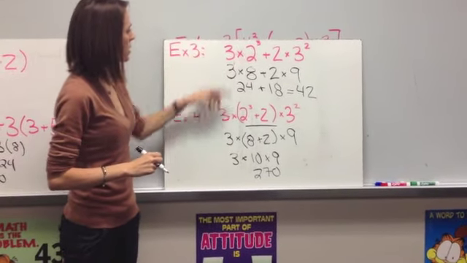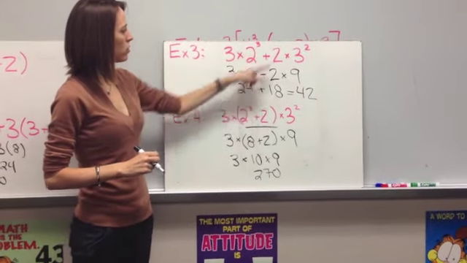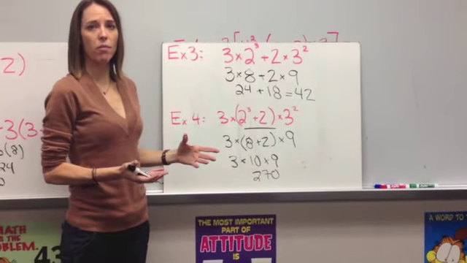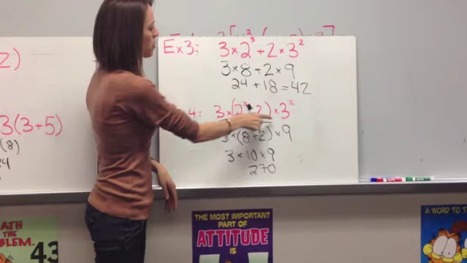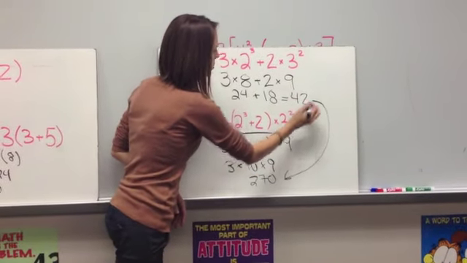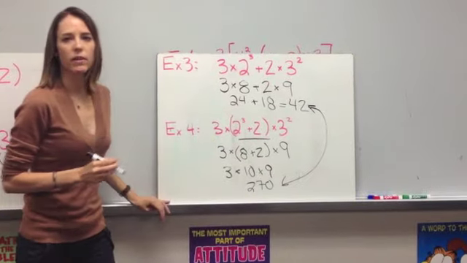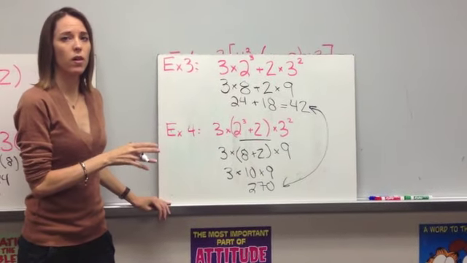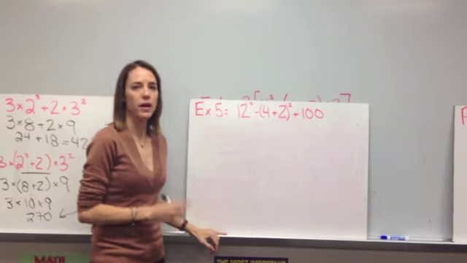right? It's 3 times 2 cubed plus 2 times 3 squared. Exact same problem. The only difference was these parentheses. So look how big of a difference you have from 42 to 270. Okay, so it's very, very important that you follow the order of operations. All right, 2 more examples.